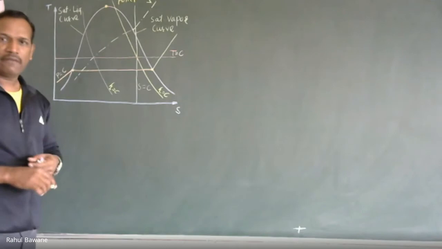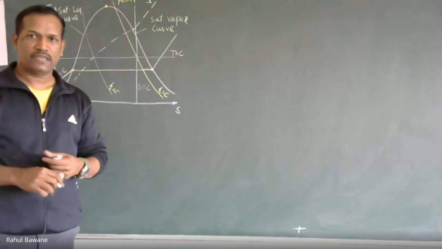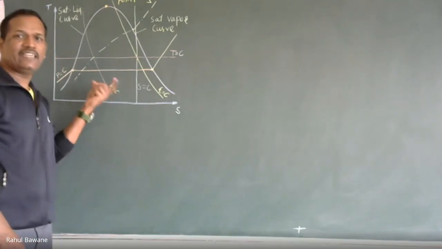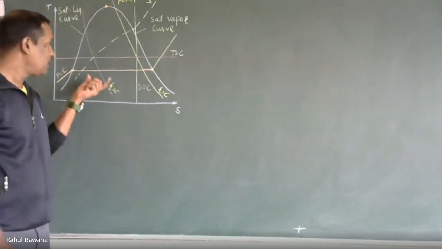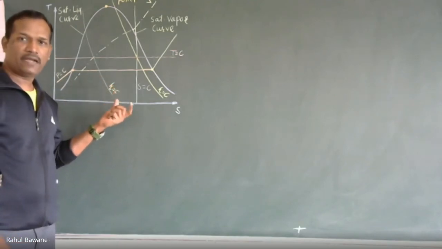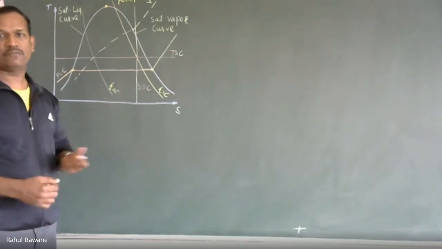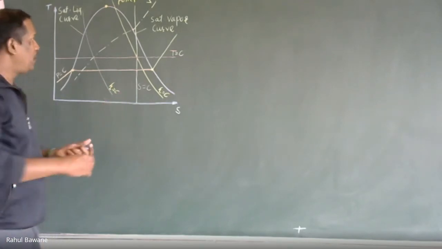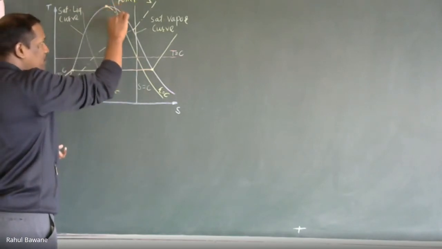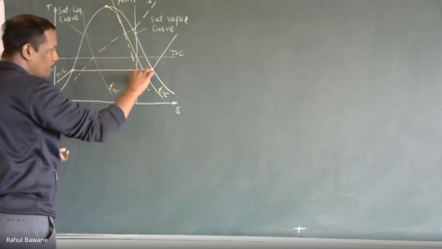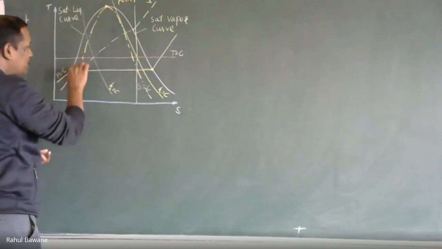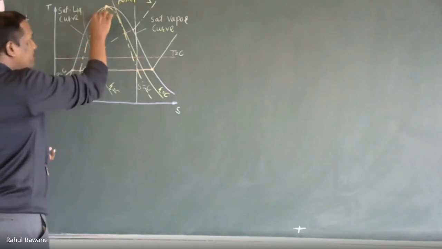Now the wet vapor has some portion of vapor and the remaining portion is liquid. So we must know how much wetness is there, or how much vapor portion is there, and that is identified by an index known as the dryness fraction. And the dryness fraction lines start from these points. So these are the constant dryness fraction lines.